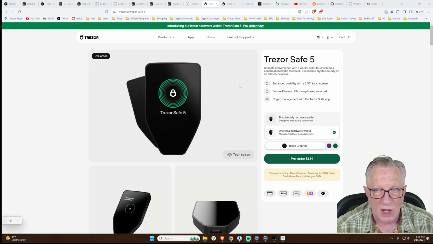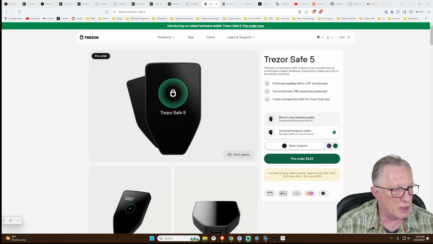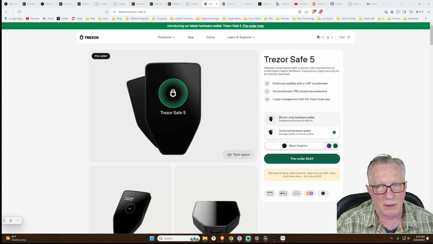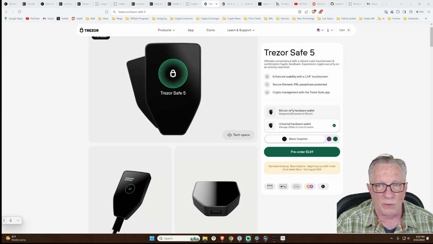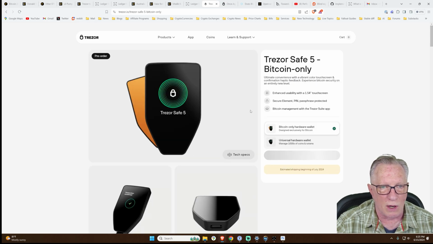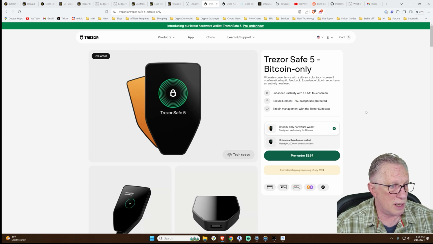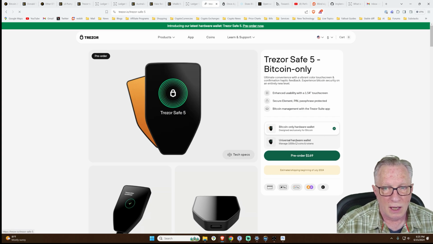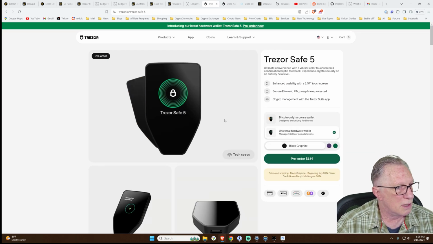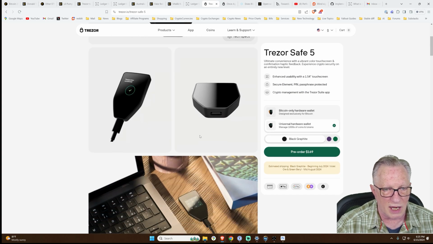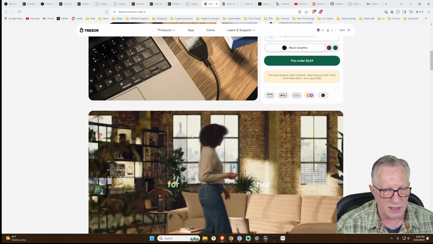Excellent stuff. We have a secure element chip embedded in this device. PIN and passphrase protected, and we also have the Bitcoin only hardware version of this, which has Bitcoin only firmware. And we've got the universal, which comes in a variety of colors as well. You can see from my thumbnail.